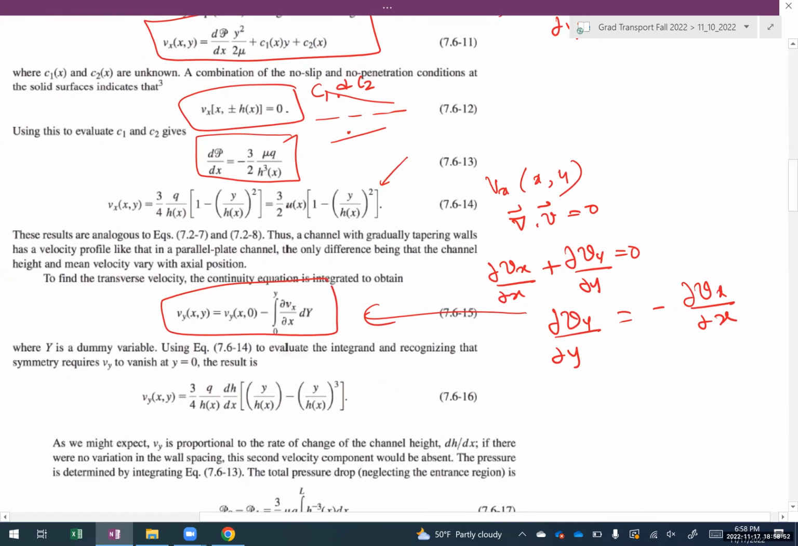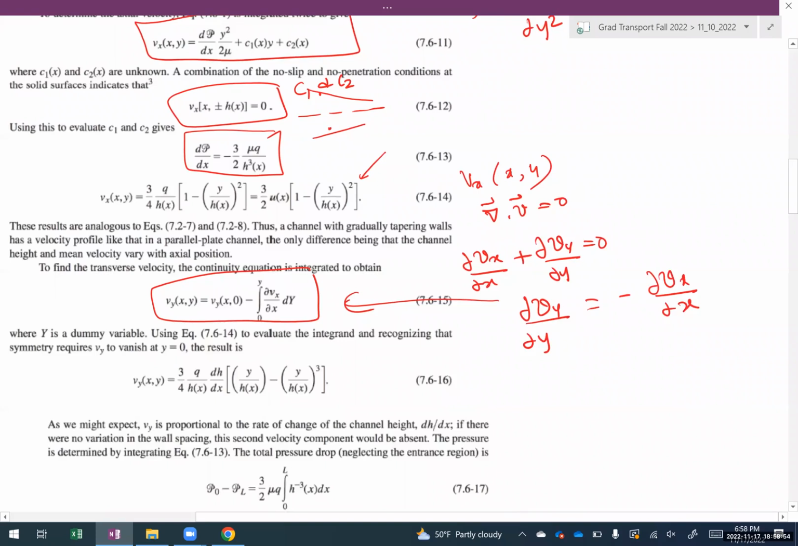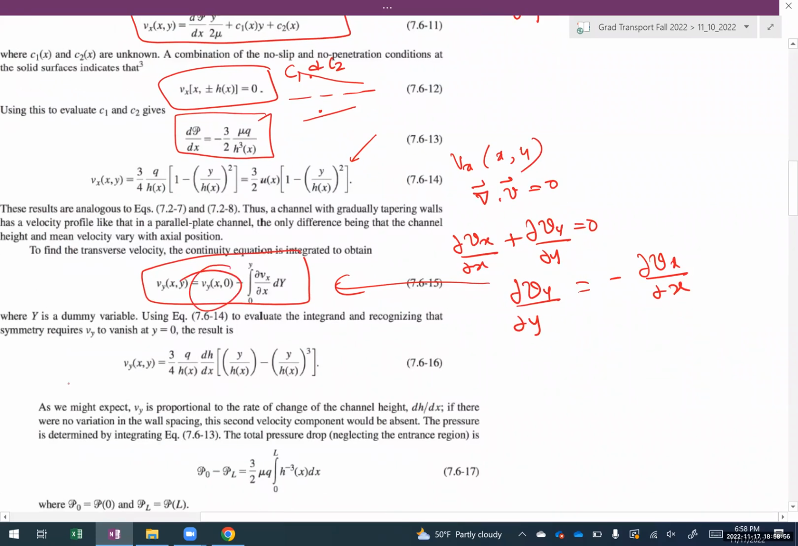So look at this. Obviously this is the value of Vy at y equal to 0. Why is that? What does symmetry say? So this is Vy when y equal to 0. Think about it this way: they are the walls at the top and bottom.